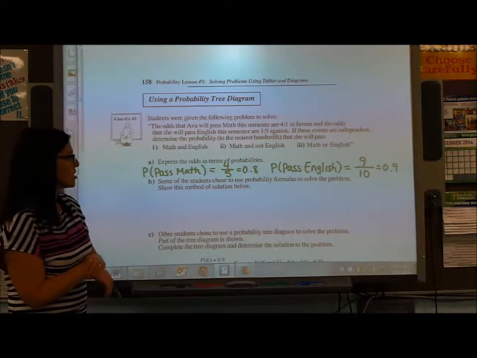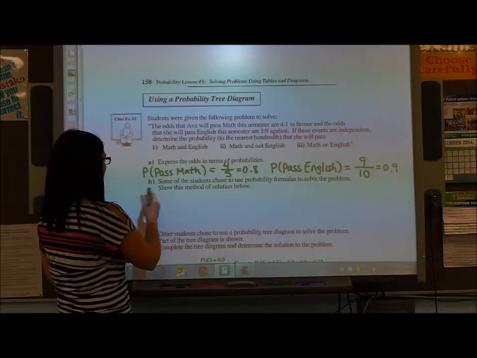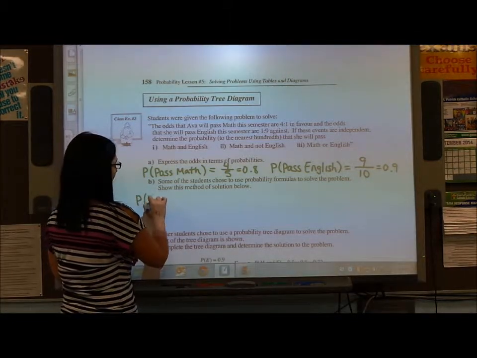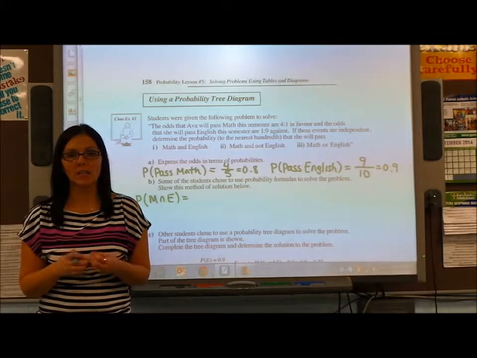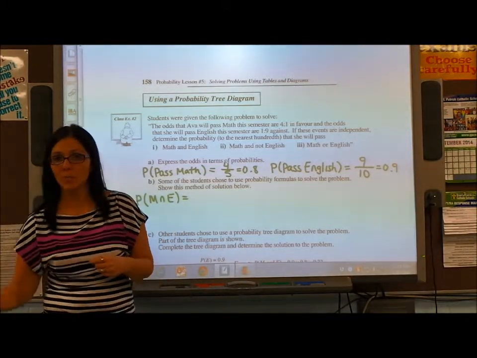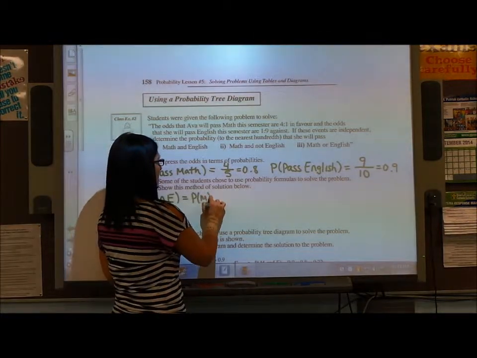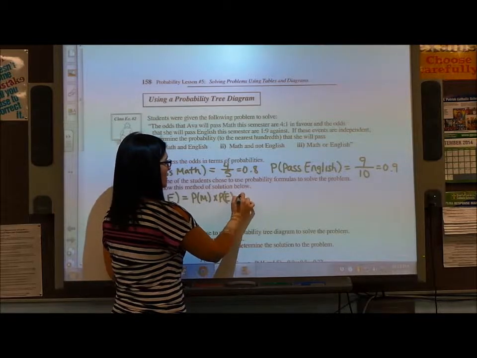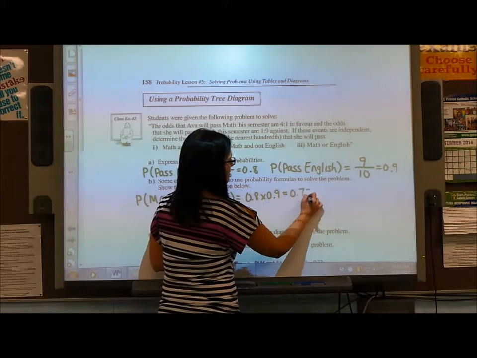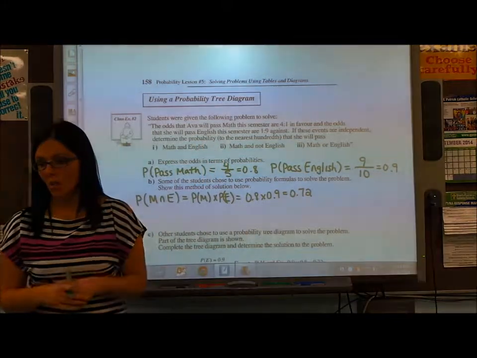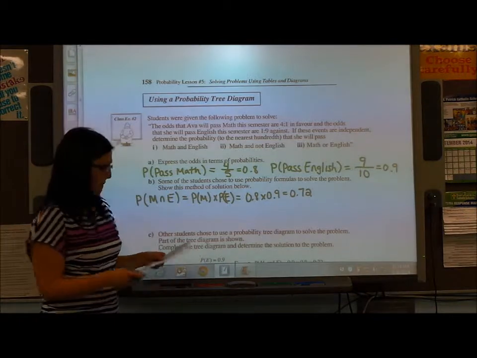So some of the students chose to use probability formulas to solve the problem. Show this method of the solution below. So the probability that she will pass math and English. So these are independent events. The probability that she will pass math does not depend on the probability she passes English. So that becomes the probability of math times the probability of English. So that's 0.8 times 0.9, which equals 0.72, or she has a 72% chance of passing math and English.